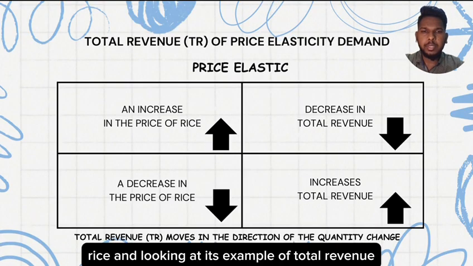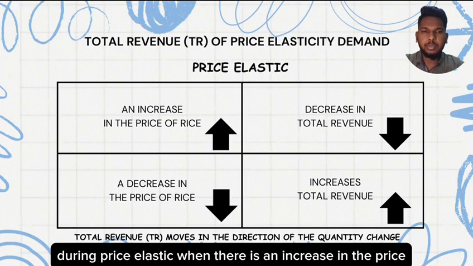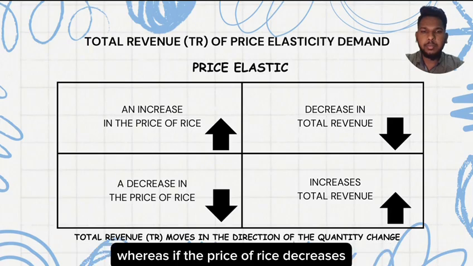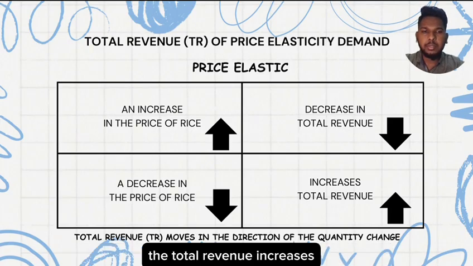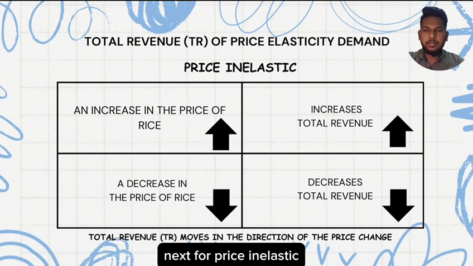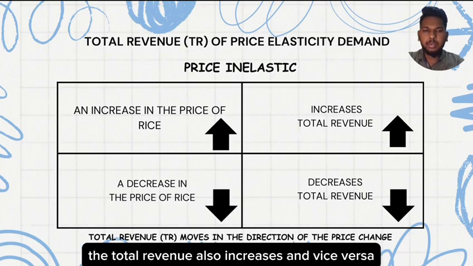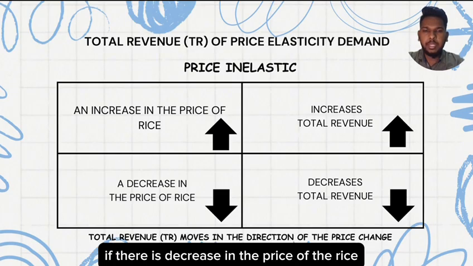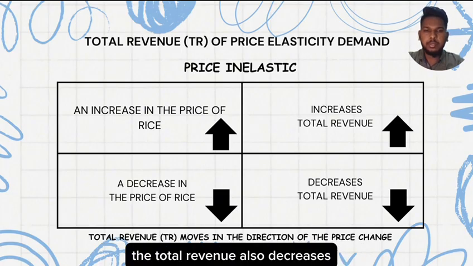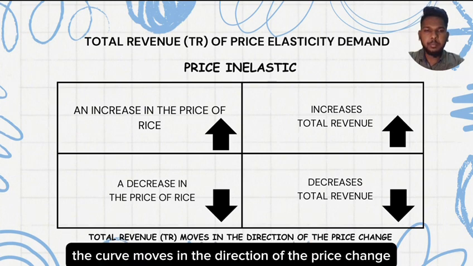Coming back to our product rice, looking at its example of total revenue during price elastic. When there is an increase in the price, there will be a significant decrease in total revenue. Whereas if the price of rice decreases, the total revenue increases. For price elastic, the total revenue moves in the direction of the quantity change. Next, for price inelastic, when the price of rice increases, the total revenue also increases, and vice versa. If there is a decrease in the price of rice, the total revenue also decreases. For price inelastic, the total revenue moves in the direction of the price change.